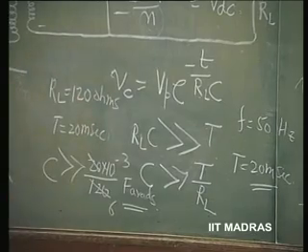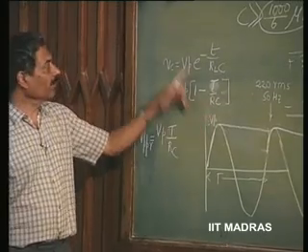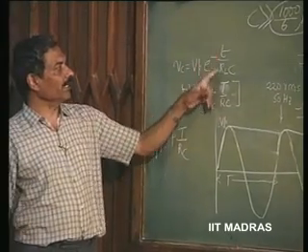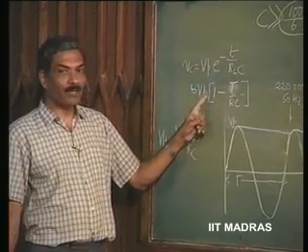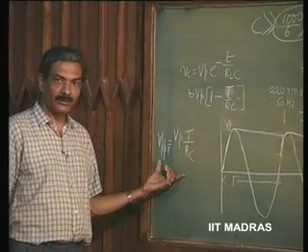After doing this, we already know that our approximation is very good, and therefore T by Rc is extremely small, and therefore instead of e to power minus T by RLC, we can approximate it to 1 minus T by Rc. Then the peak to peak value of the ripple is this value.